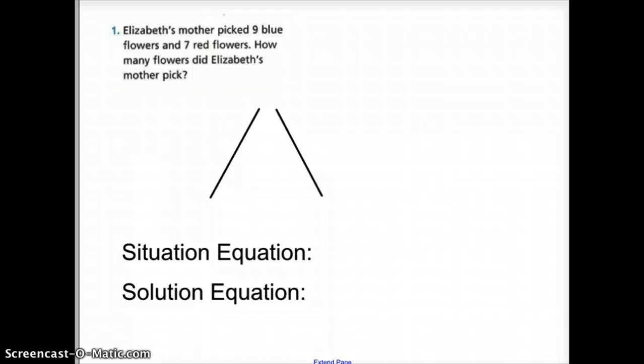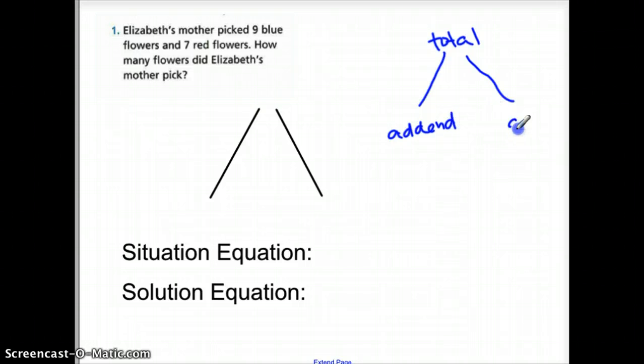Alright, let's look at our first situation or collection problem. Before we do that, I want to review a break apart drawing. So if we have a break apart drawing, our total always goes on top. And then we have an addend and an addend.